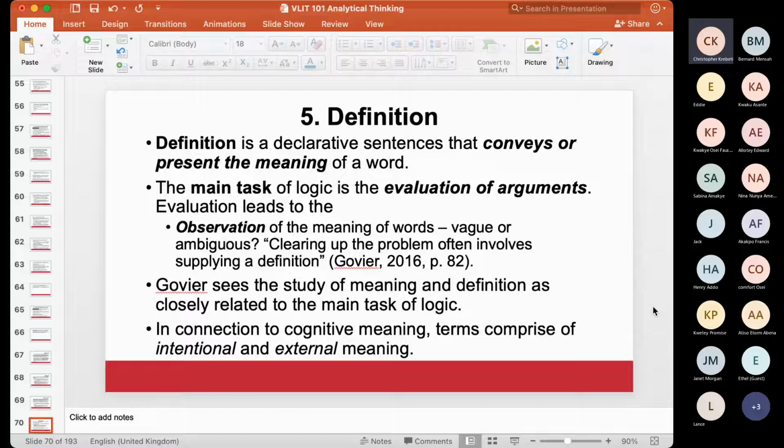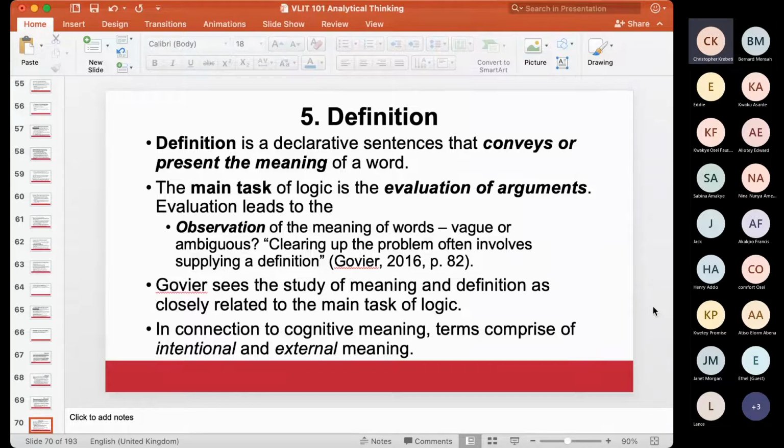So in logic, we are talking about clarity. We are talking about a system of reasoning, and that system of reasoning is about order. There should be orderliness in the conversation. There should be orderliness in the presentation, right?